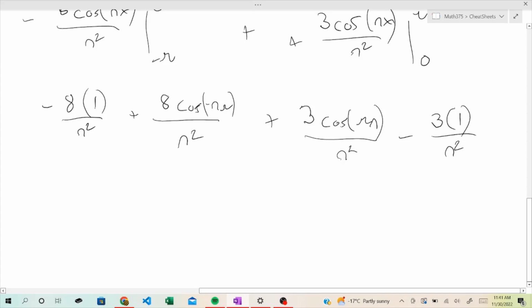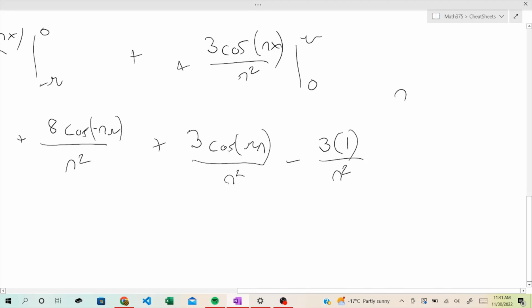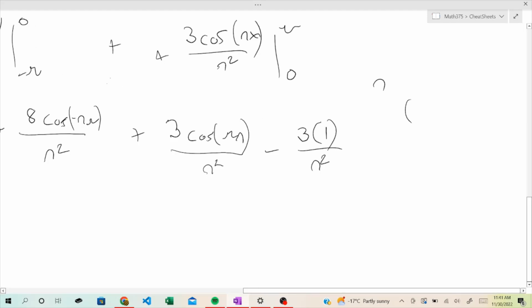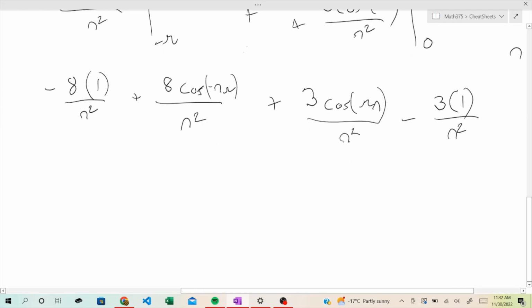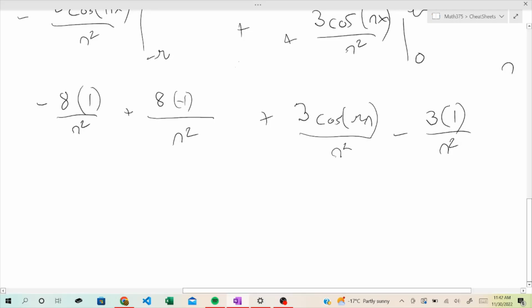Now we see that if n is even, then both of these will become positive, and then the whole thing will tend to 0. So because of that, n has to be odd, which is given by 2n plus 1. So if n is odd, then this becomes negative, and this becomes negative as well.